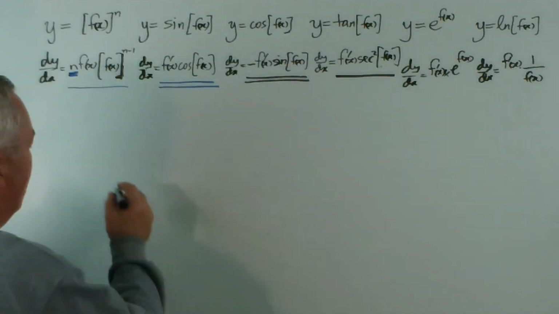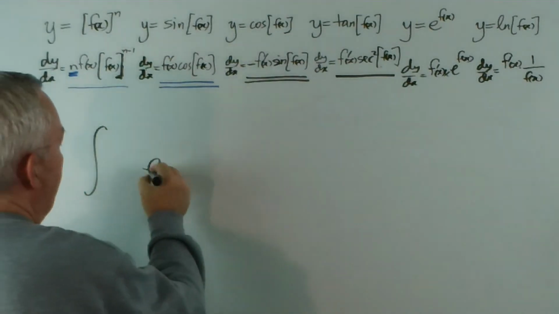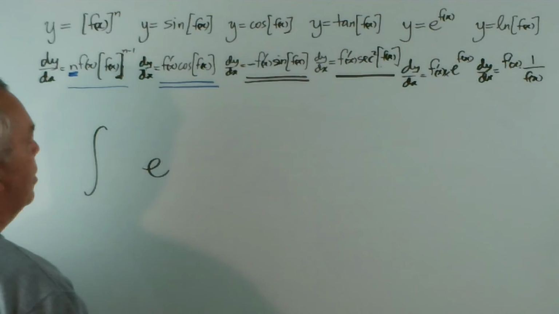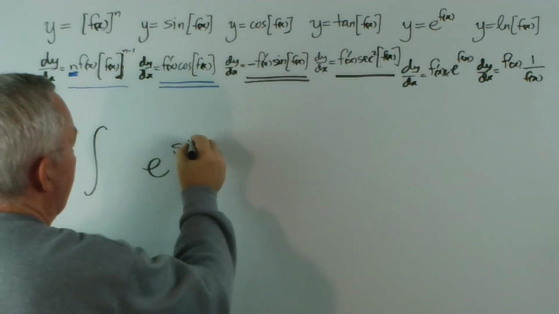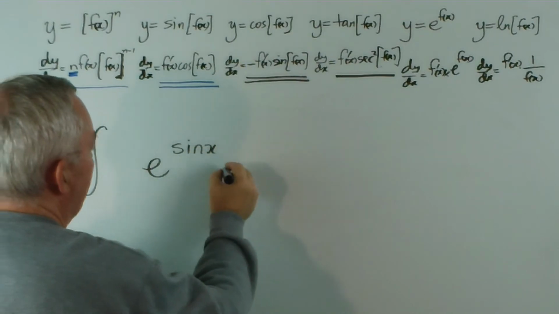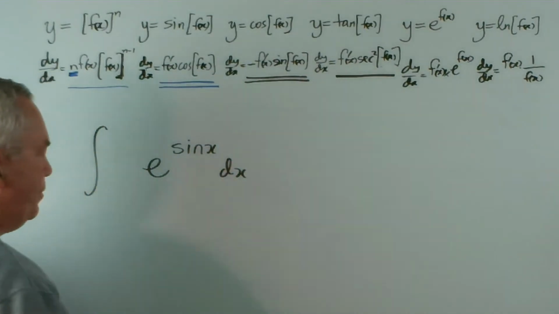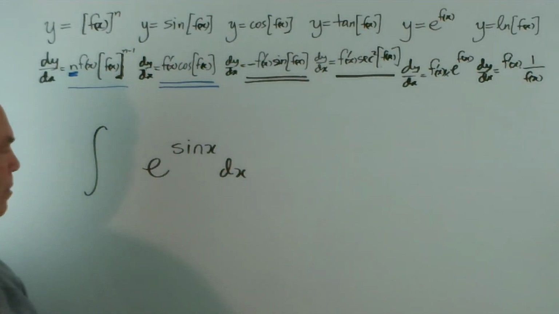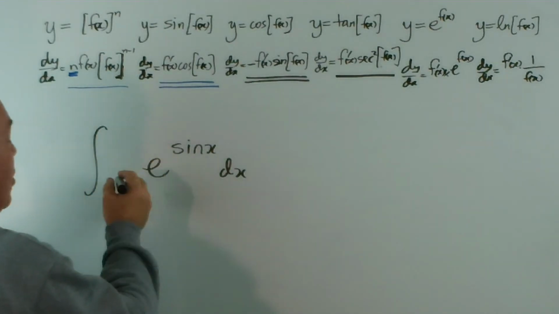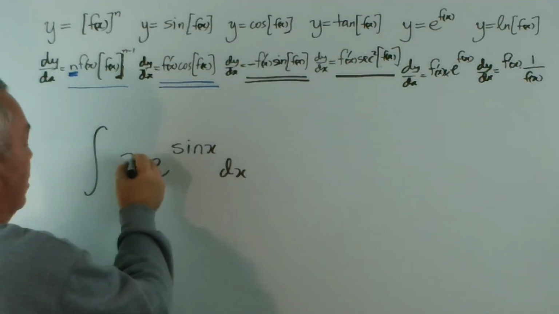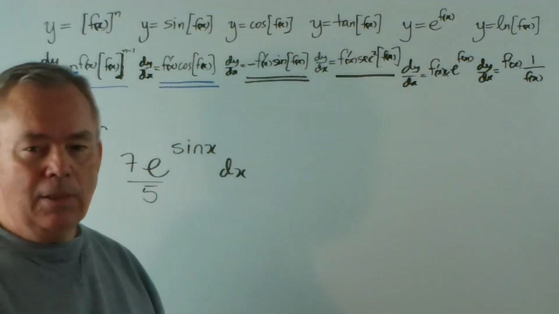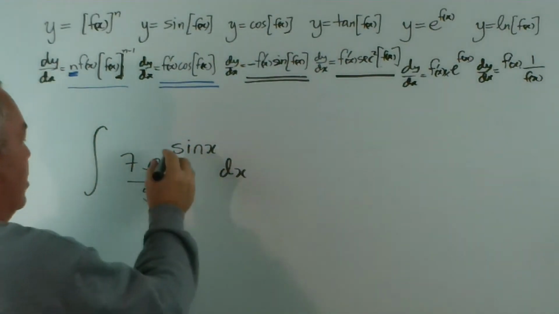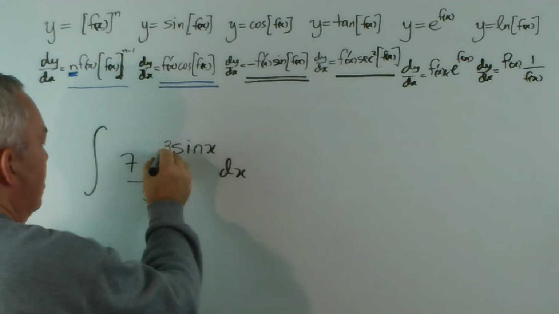Well, let's do something creative. We're going to integrate the exponential, or the e to the power, let's just make it sine x dx. It's a nice simple one. Let's put a number in front, 7. Let's make it even worse. Let's say we have this ugly looking thing. Oh, let's even make it worse still. There we go.